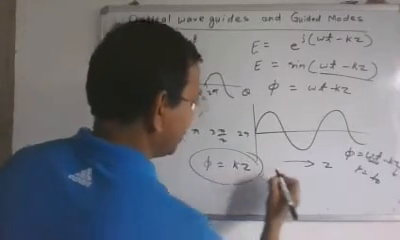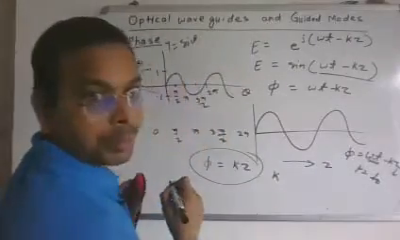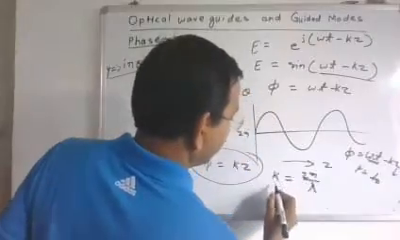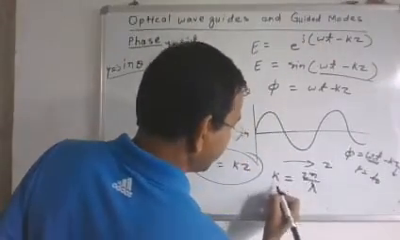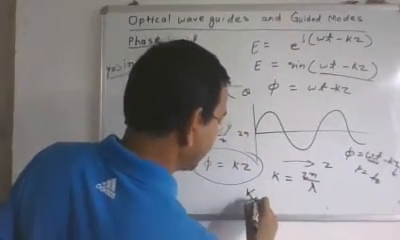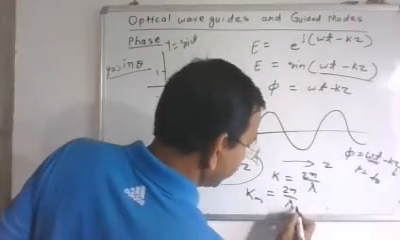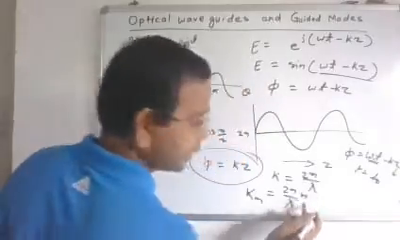What is k then? k is called the propagation constant and it is given by 2 pi by lambda, and this is in free space. But if it is in some medium, it is 2 pi n by lambda, where n is the refractive index.